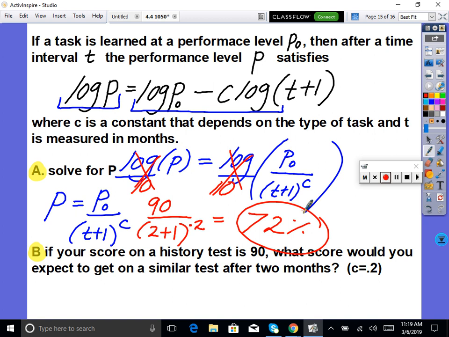So if you were to take a test, apparently, and then take it without studying 2 months later, if you got a 90 the first time, you can expect to get around a 72 based on what this formula says. So that's without studying any additional time. You just have to read, plug into variables where it tells you to, if that makes sense.